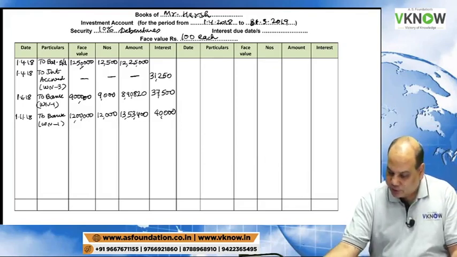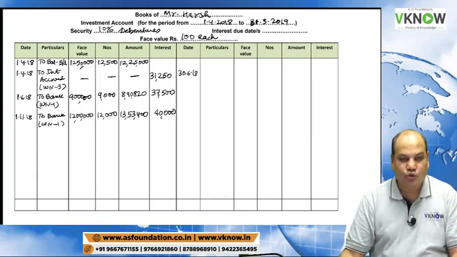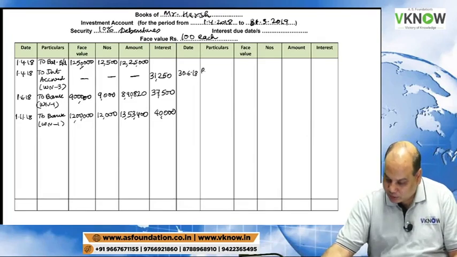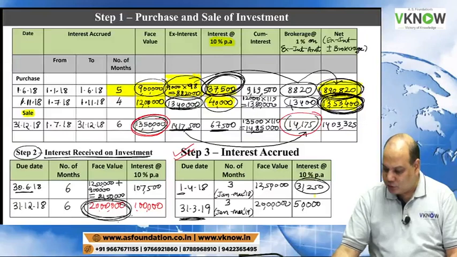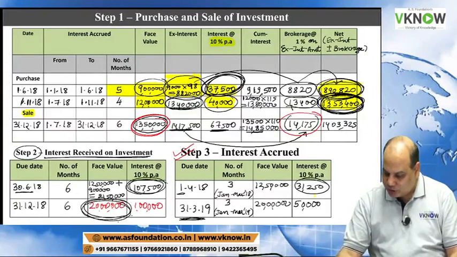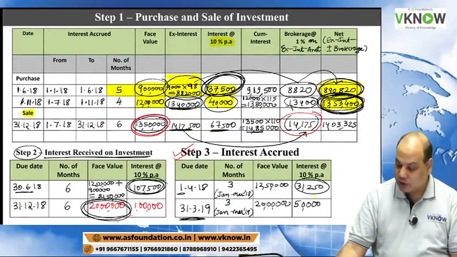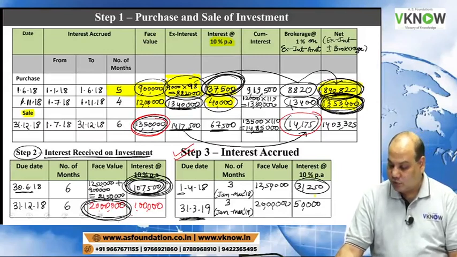Now on the credit side, we will pass entry for interest received on 30th June 18. Interest received on 30th June 18 by bank, working note 2, by bank on the screen below left side. Interest received on 30th June is 1,07,500. Can you see 1,07,500?